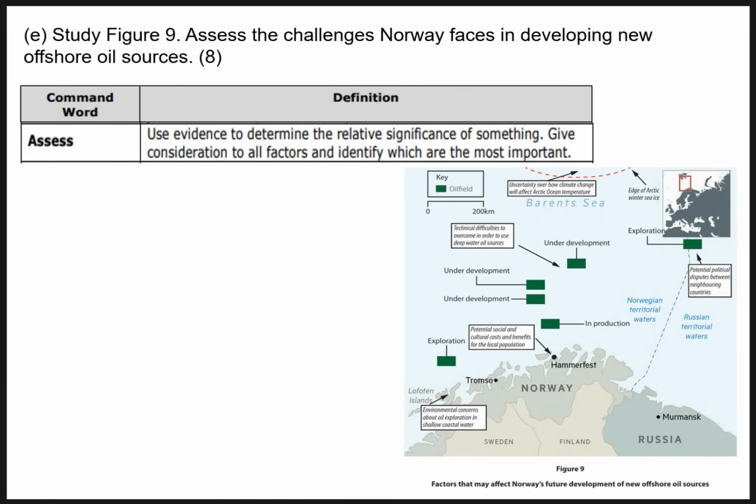All right, question E. Study figure 9. Here it is. Lots going on in figure 9. We'll break it down in a second. We need to remember the command word. This command word is assess, not just describe. Assess means to weigh up different factors and decide which is most significant. So instead of listing challenges, we need to compare them.